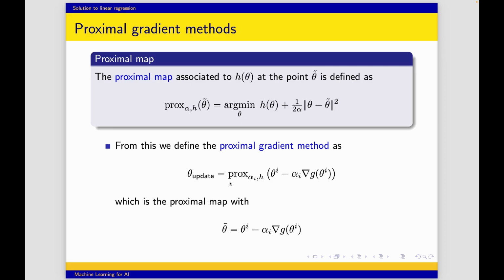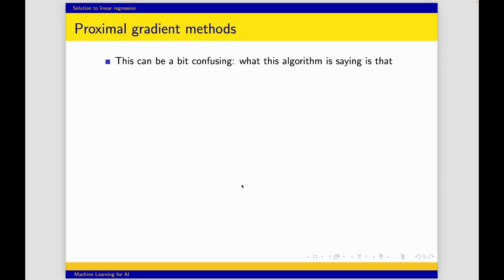And we are guaranteed to be decreasing our function f equals g plus h if we apply this iteratively, right? So going from theta I to theta I plus 1, which I'm calling theta update, and then applying it again, and we keep applying it. That's all well and good, but what the heck is prox? But let me first explain what this algorithm is doing, because this can be a little bit confusing at first.